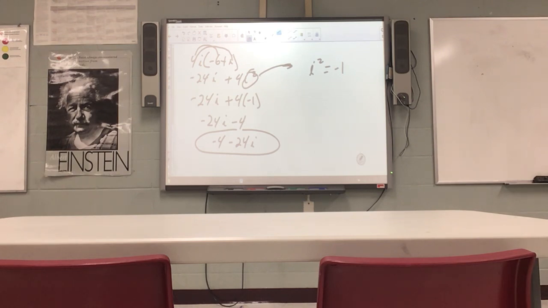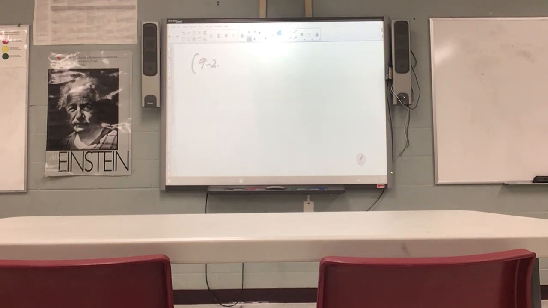All right. Let's look at a binomial times a binomial now. 9 minus 2i times negative 4 plus 7i. So I'm going to take my 9, distribute it to both of these. I'm going to take my negative 2i, distribute it to both of those, and then see if I can simplify it after that, and we got to end up in standard form.